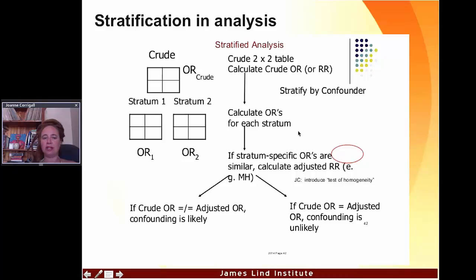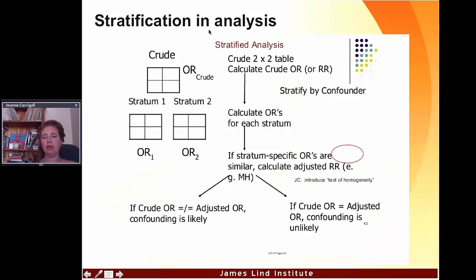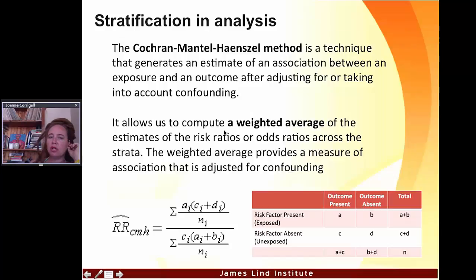So let's have a look at how that works. This method of separating our crude odds ratio into strata and then using a formula to weight the different odds ratios so that it's representative of the different strata is called the Cochran-Mantel-Haenszel method, and it's quite simple really. What it is doing is calculating your different odds ratios or relative risks for each stratum, and then it weights them according to what percentage of the population in our sample has that particular confounder.